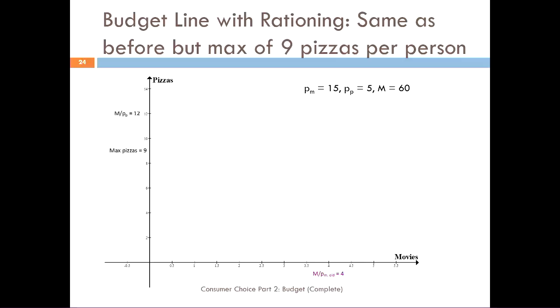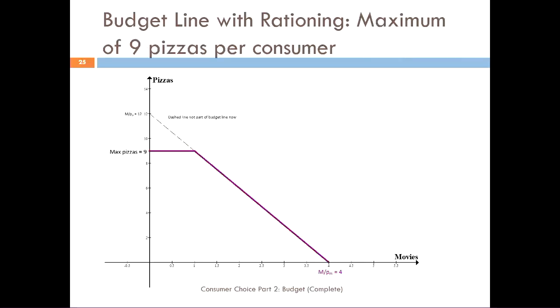Yeah, if you bought 9 pizzas, that cost you $45. You have $15 left over. You can buy one movie. So your budget line looks like you said, the old budget line, except that once you hit 9, you can't have any more. So now your second constraint kicks in. And the kink is at the bundle of 9 pizzas and 1 movie. So that's what your budget line will look like. So it is possible for the budget line to look different, and that's an example with rationing.